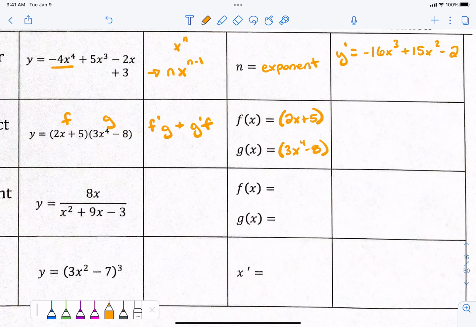Now, for the product rule, does F have to be the first one and G have to be the second one?